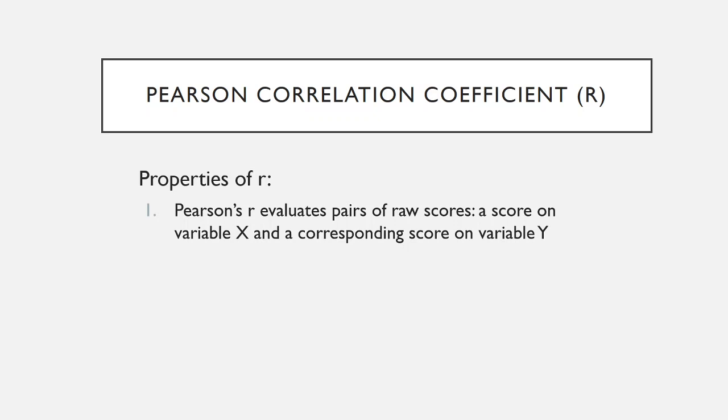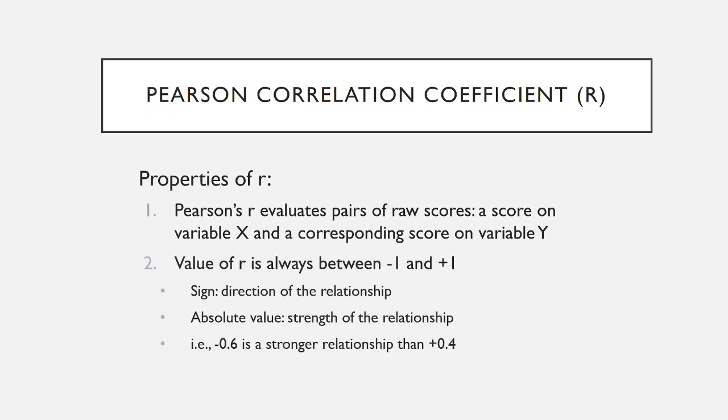This is why you needed to have separate questions for variable X that were distinct from the questions about variable Y, because Pearson's R is about evaluating pairs of scores to figure out whether or not those scores are associated with one another. This point is very important for learning how to do your computation.